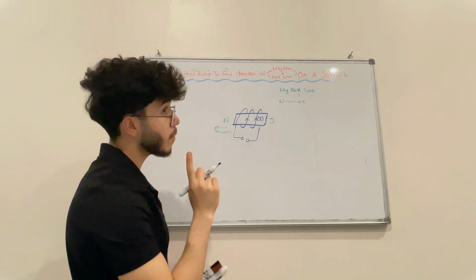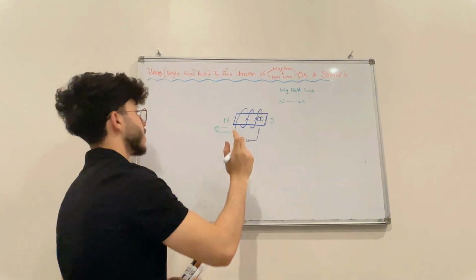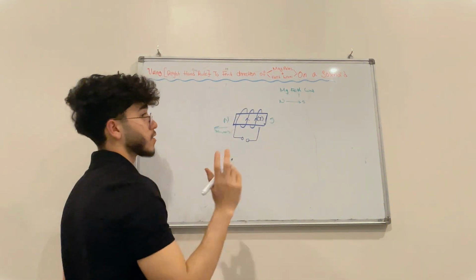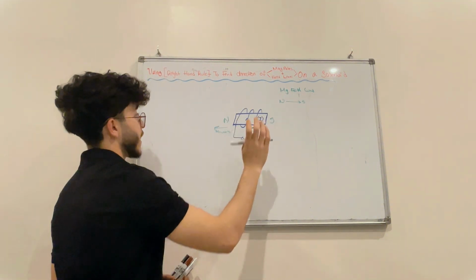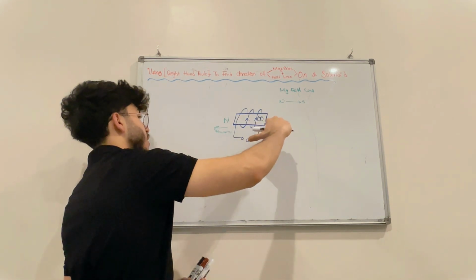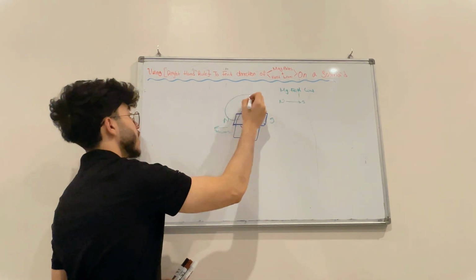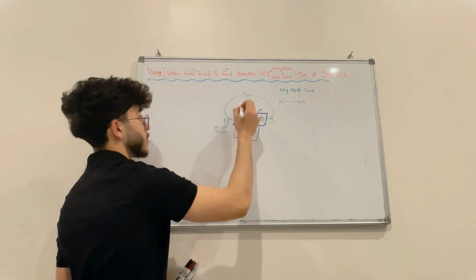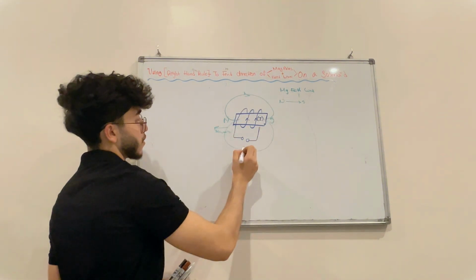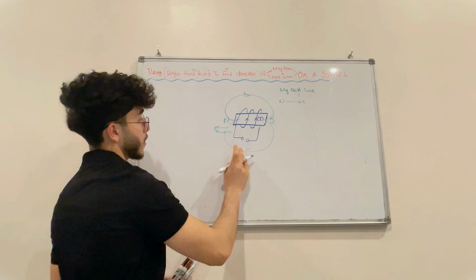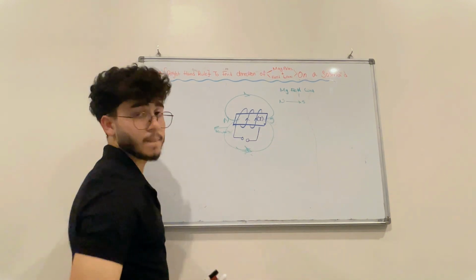Do you start with the thumb? No. You start with the current. Start with your fingers, point them in the direction of the current. Where did my thumb point? It points here. So this is the north, and we know the magnetic field lines always go from north to south. So this is going to be the magnetic field, like this, magnetic field lines. Okay.